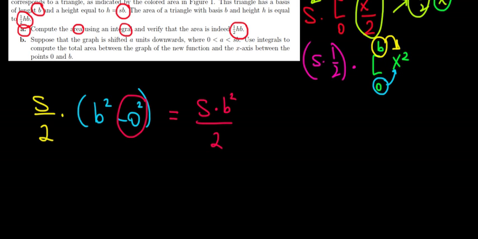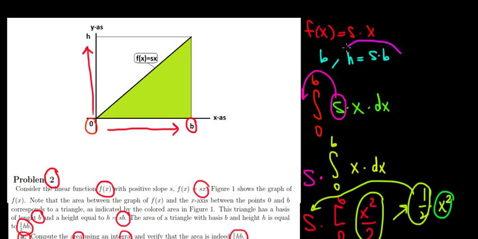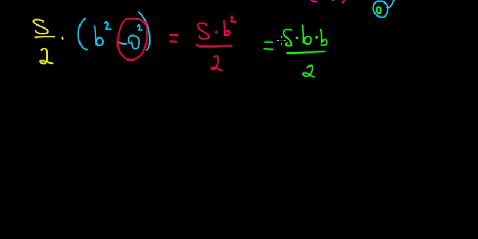What is s times b squared? Well, that's equal to s times b times b divided by 2. What else do we know? S times b is equal to the height. The height is equal to s times b, so we're going to substitute that with the height. S times b over here is our height. So as a result, we're left with h, the height, times b divided by 2.